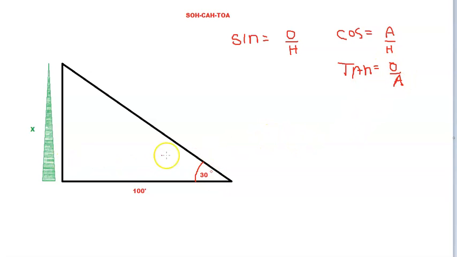So to figure this out, we're going to take the tangent of 30 degrees is equal to the opposite, which is x, right? And our adjacent is 100 feet. Okay, so this is how we'd set it up. We're taking the tangent of a known angle. It's equal to the opposite length divided by the adjacent length. So we can solve this.